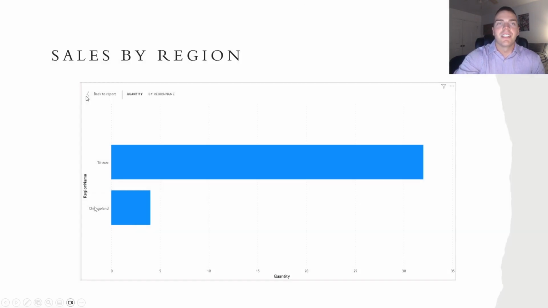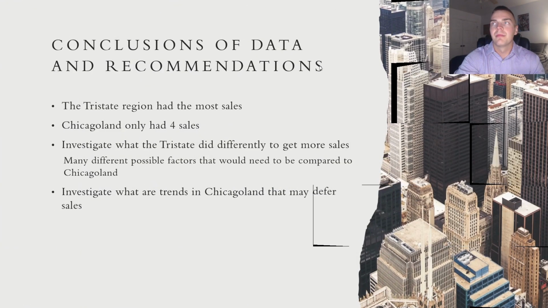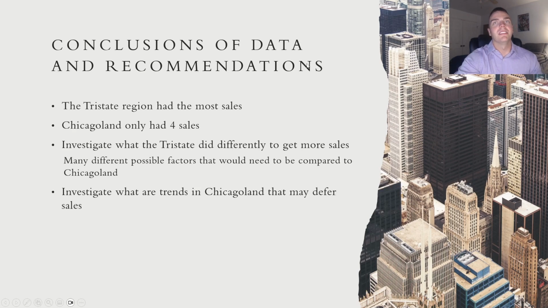This is a graph of sales by region. Tri-State obviously had way more sales than Chicagoland, is what it shows. The conclusions of data and recommendations for this one: the Tri-State region had the most sales. As I said, Chicagoland only had 4 sales, pretty light compared to the Tri-State.